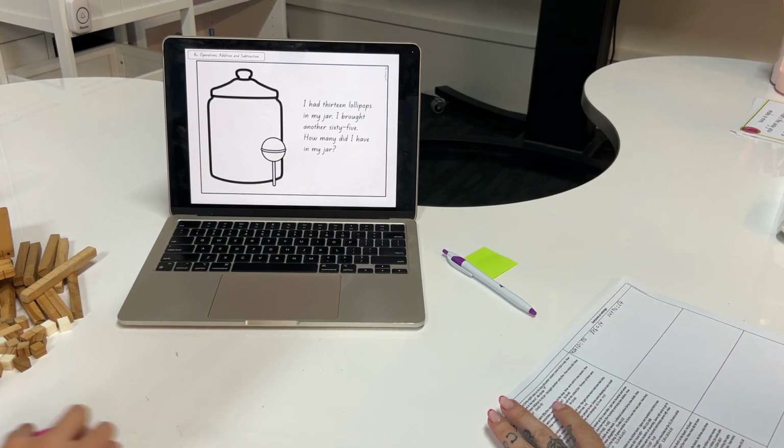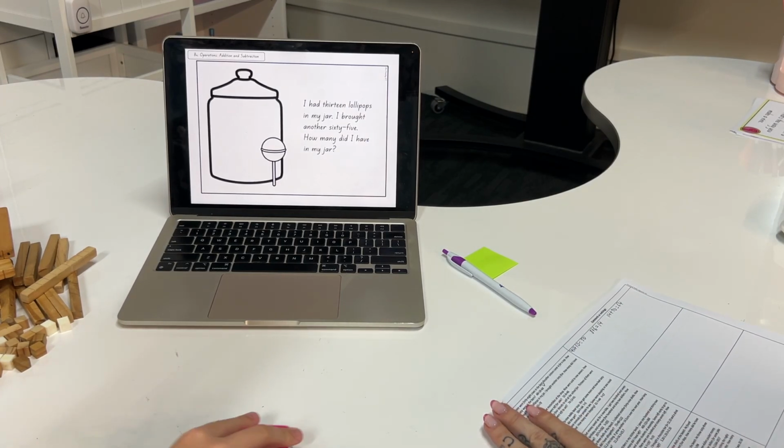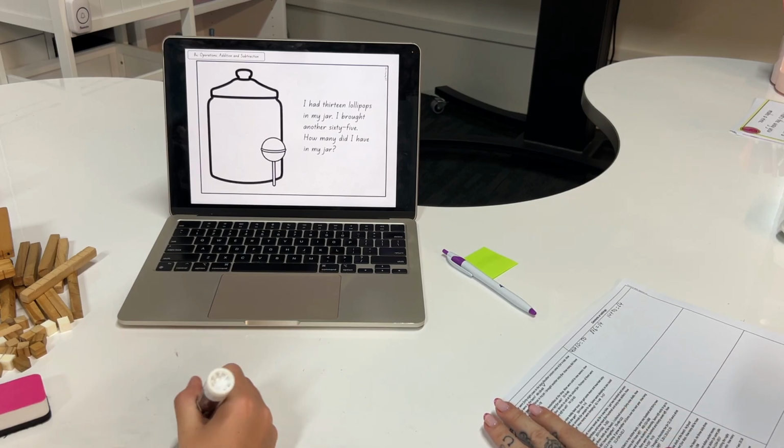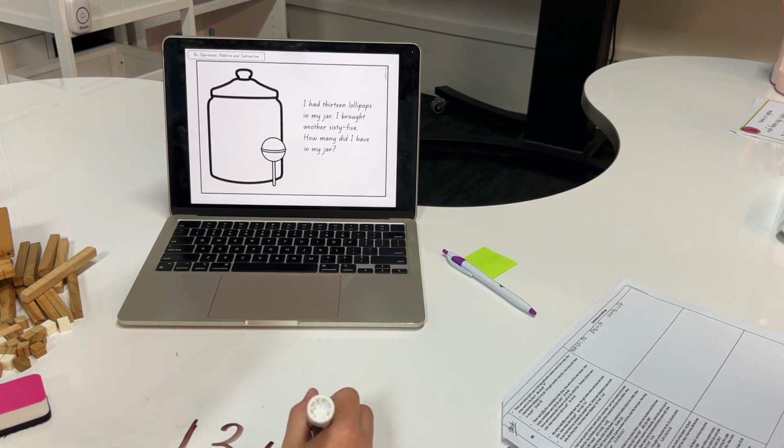I had 13 lollipops in my jar. I brought another 65. How many did I have in my jar?